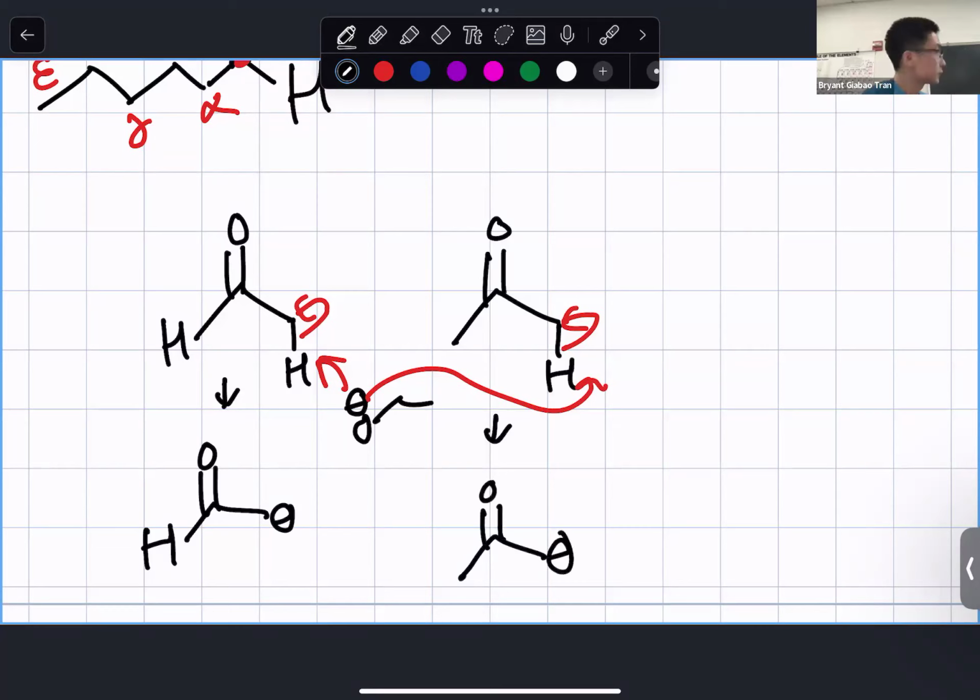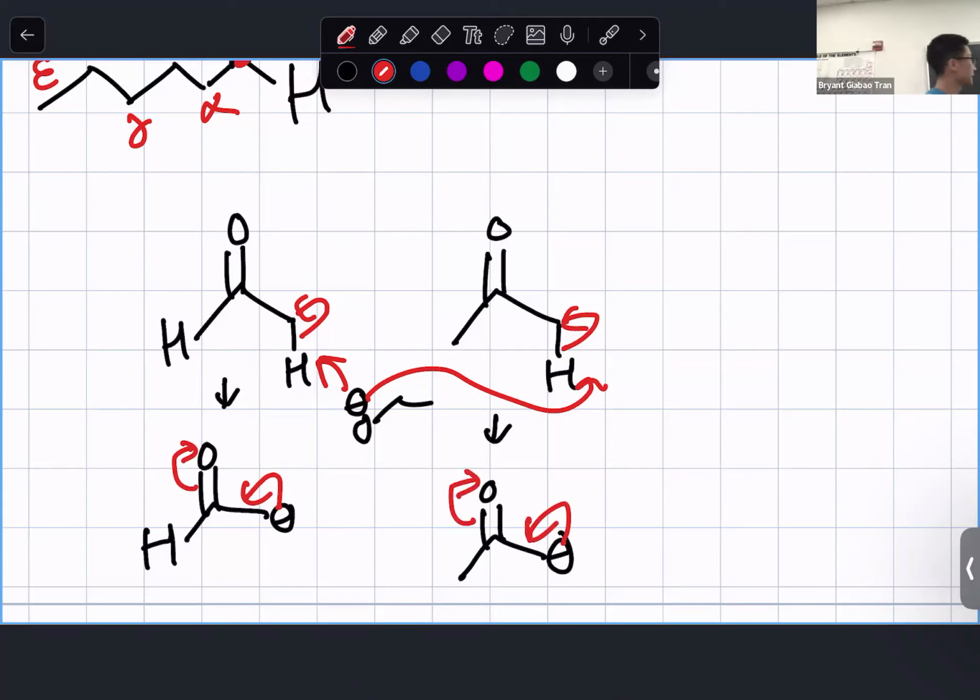To determine which is more acidic, we see which conjugate base is more stable. We see that both of these conjugate bases can do resonance with that carbonyl there, so the amount of resonance is the same. So the next thing we look for is induction. We know this is an R group that donates electrons inductively, like that. This hydrogen here is not an R group, so it will not donate any electrons at all.